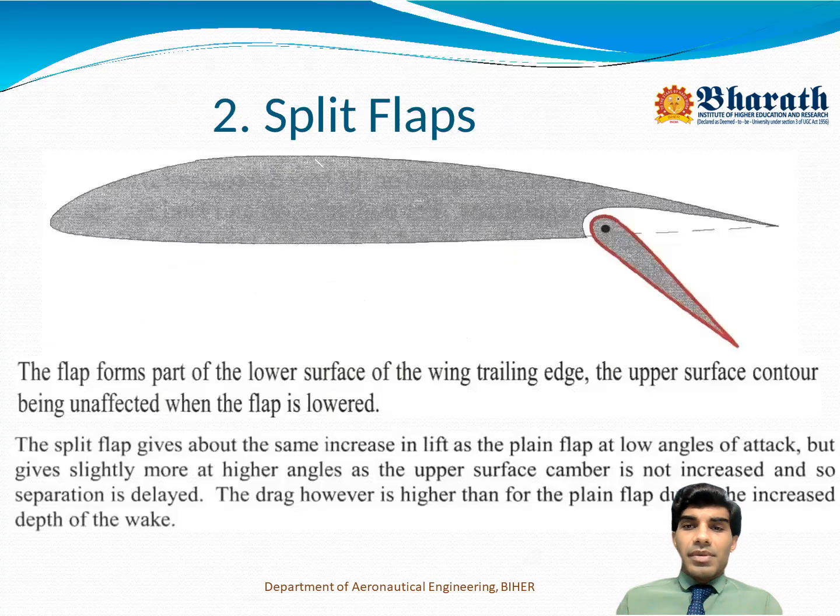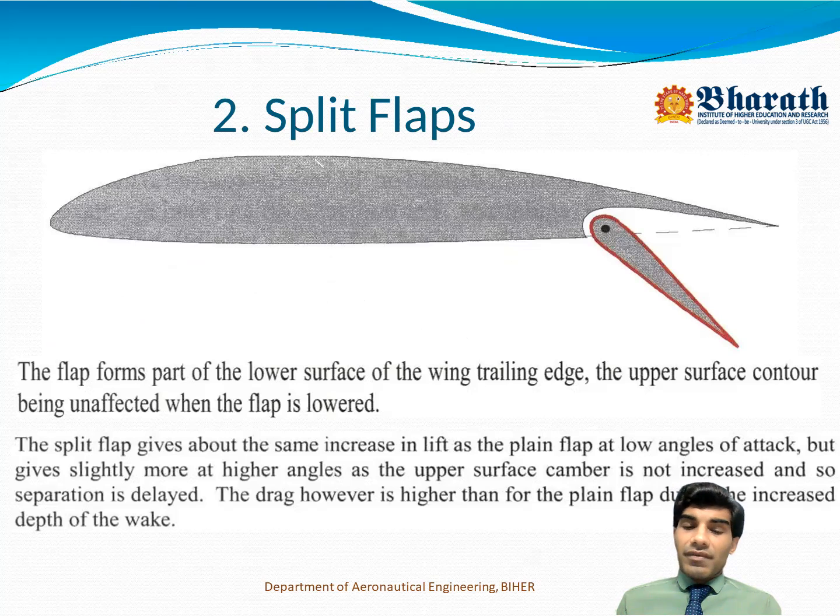And second one is split flaps. So split flaps is similar to the plain flaps, but it can be retracted and lowered also. The flap forms part of the lower surface of the wing trailing edge, the upper surface contour being unaffected when the flap is lowered. So as you can see in the figure, only the down part is lowered, the upper part is as it is.